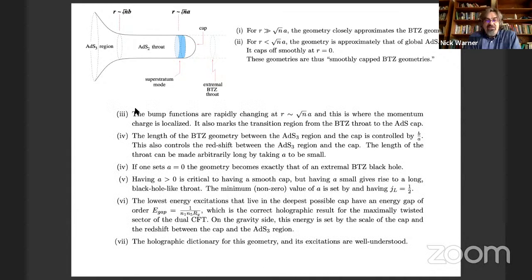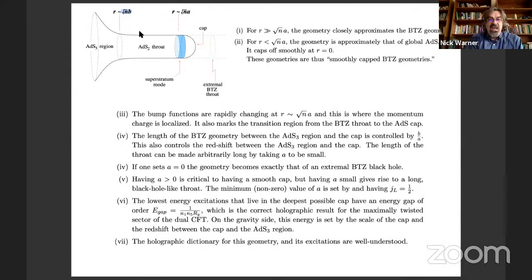Okay, and there are lots of other facts I want to just mention about this, and I've just been cheating, I've taken it out of the lecture notes. So I've said the bump functions are localized there. Now, the other parameter is the difference between here and here, B and A. And B over A controls the length of this AdS2 throat between the cap, but it also controls the redshift factor between here and here. So B over A is perhaps one of the most important parameters in the superstratum. It's also the relationship between QP and the angular momentum. So A controls J left, and this controls QP. So how much QP you've got compared to angular momentum.